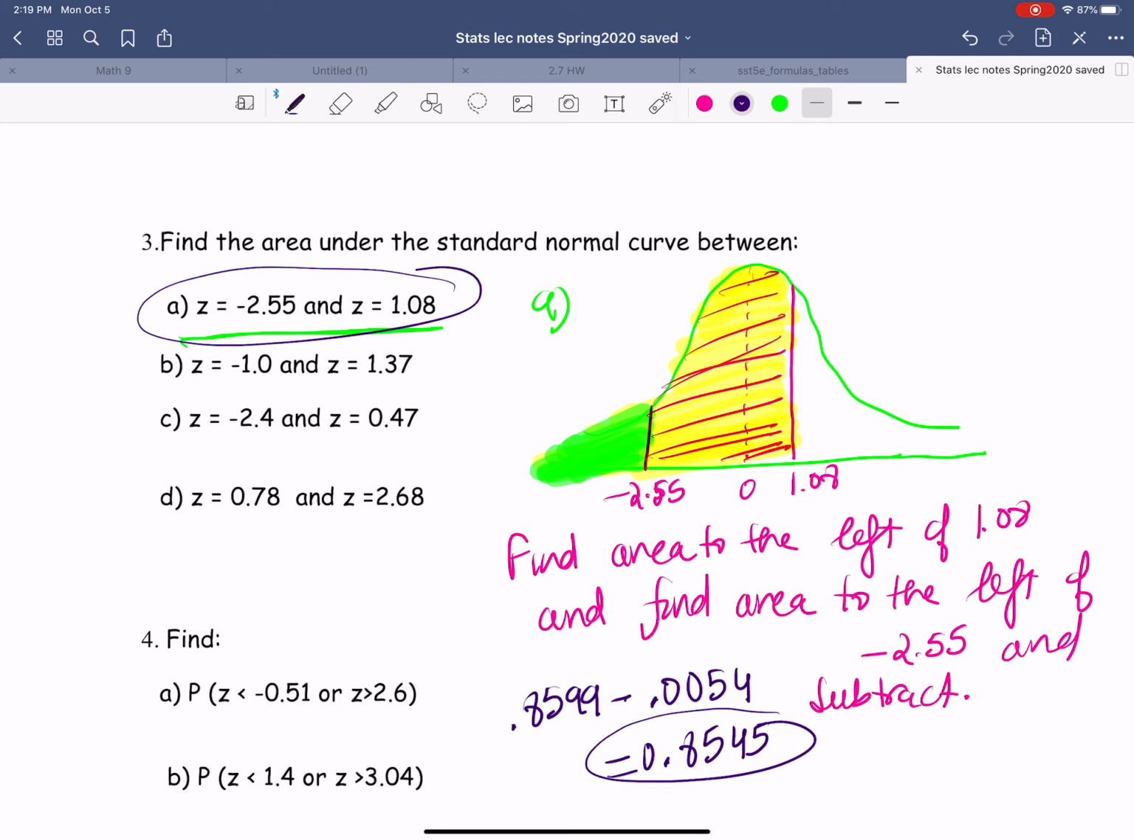Now, I'm not going to do the rest, but I'm going to have you work them out and match your answer with me. For part B, I believe it should be 0.7560. For part C, I believe it's 0.7626 after you subtract them, and 0.214. So go ahead and draw these curves, find the two z-scores and subtract them. Remember, when you're looking up a z-score, it tells you the area to the left, okay?